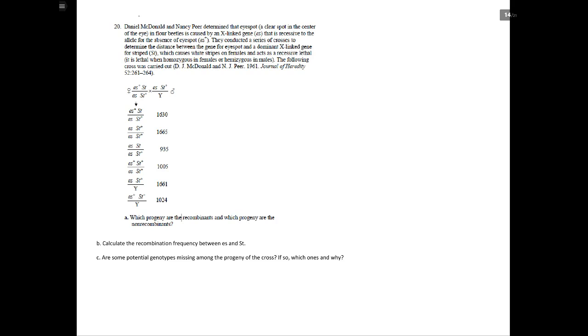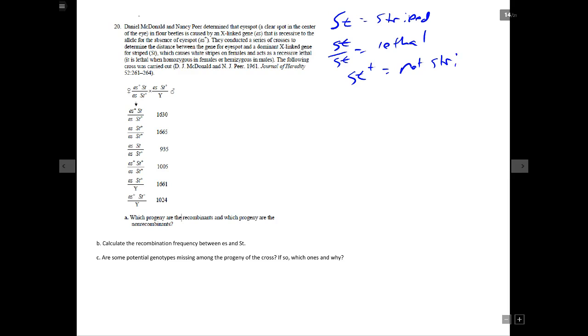Alright, so this has got a lot going on. So let's think about that one for a minute. So we got our big ST gives you striped. But big ST over big ST is lethal. ST plus is fine, and it's, I guess, not striped. And that's wild type. Eye spot is just normal recessiveness.